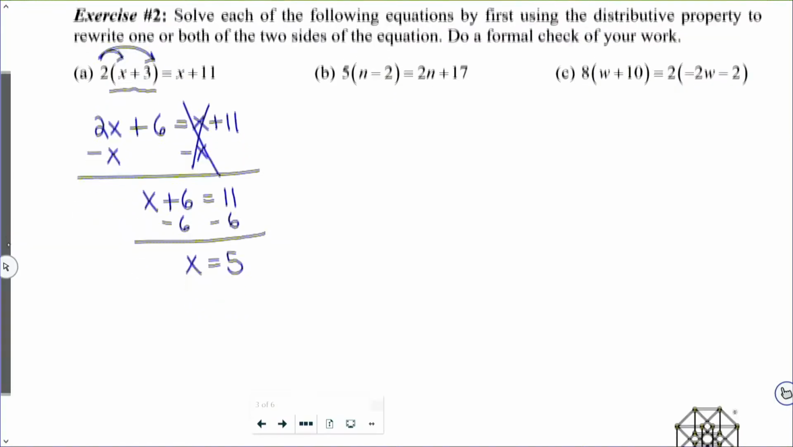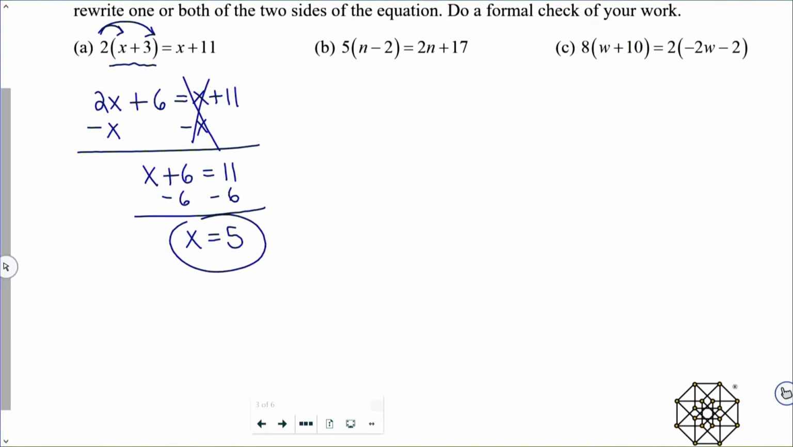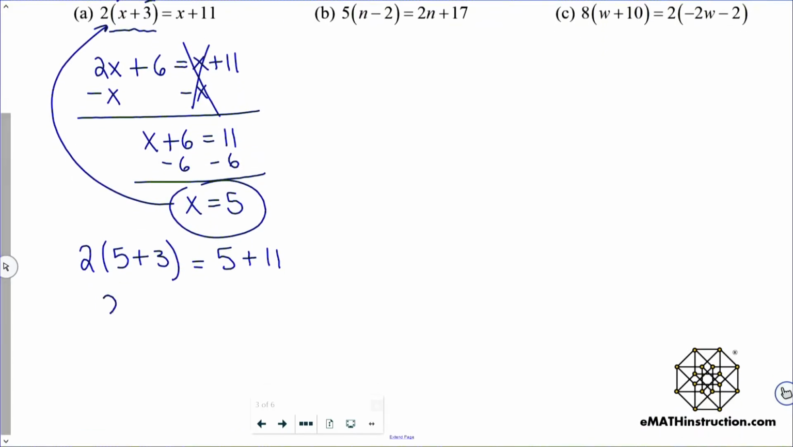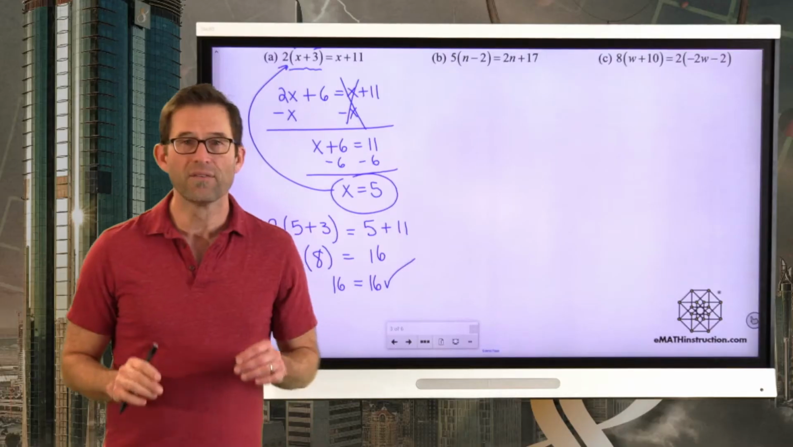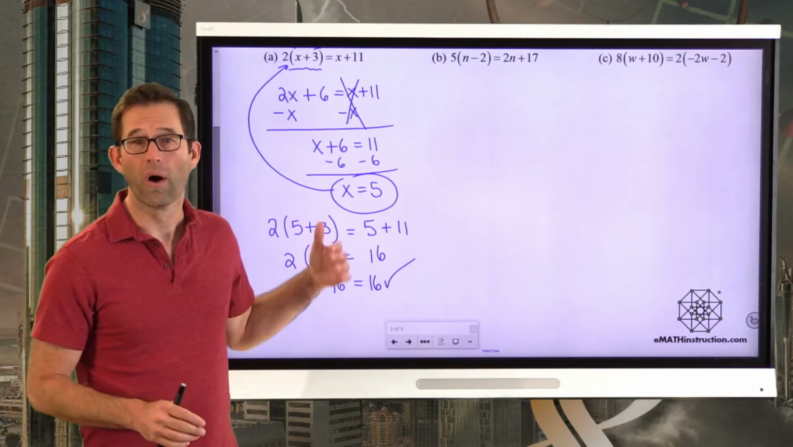All right, what I want to do now in letter A is take my x equals 5 and just make sure that it makes this equation true. So let's do that. We're going to put 5 in for x, and we're going to see, is this a true equation? Well, first thing I have to do is do 5 plus 3, which is 8. Over here I can do 5 plus 11 and just get 16. 2 times 8 is 16. So 16 equals 16.